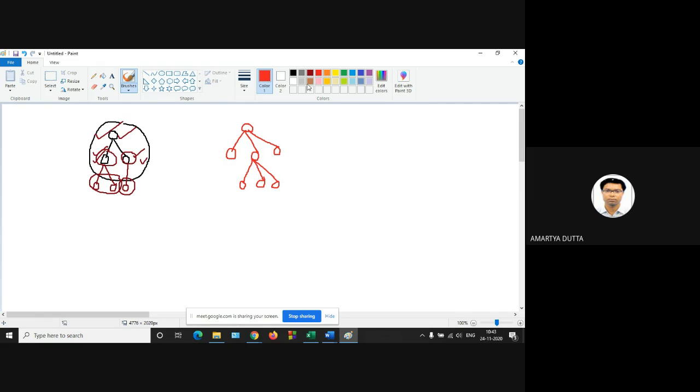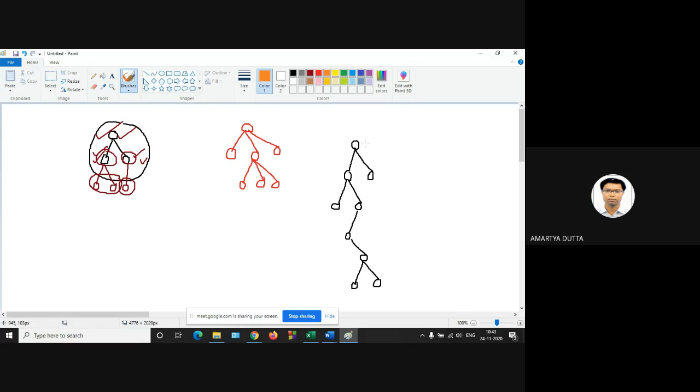What is the height of a tree? Let this be a binary tree. This is a binary tree. Why is this a binary tree? Any idea? Anyone? Each node has a maximum of two children.